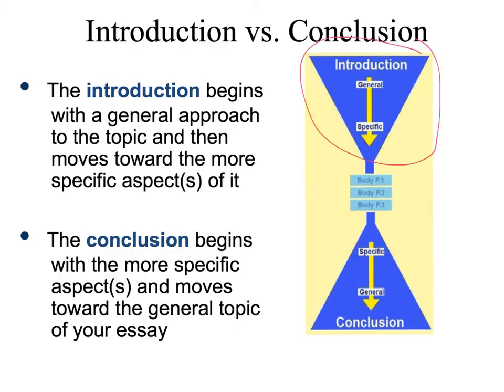The conclusion, however, is constructed in the opposite manner. It begins with a more specific idea, the restatement of your claim, and moves towards a more general idea about the topic. Again, looking at the picture to the right, you can see how the conclusion is constructed like a normal pyramid, starting at a specific point and moving out to a more general idea.